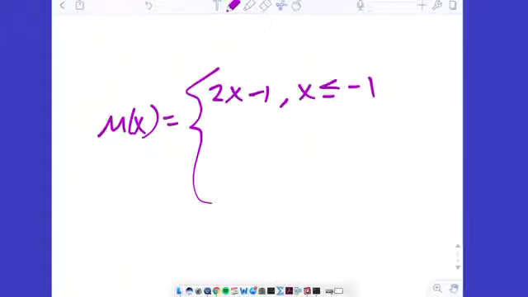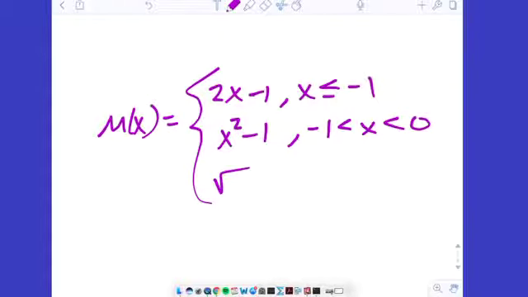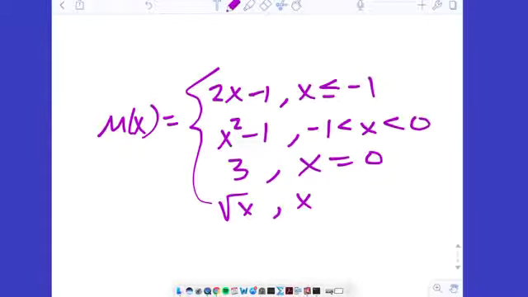Let's let it be x squared minus 1 from negative 1 to 0. Let's let it be equal to 3 when x is 0. And then let's let it be the square root of x when x is greater than 0. So this is a 4-headed little kitty cat. Kind of cute, but still creepy.